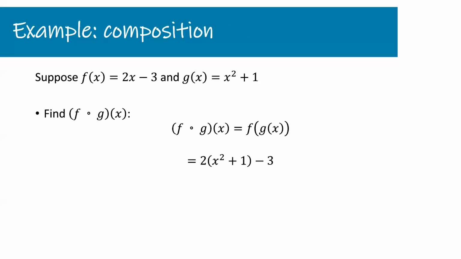So that means that right here where this x is, we're going to plug x squared plus 1. So we're going to get 2 times x squared plus 1 minus 3. If we simplify that out, distribute the 2, we get 2x squared plus 2 and then minus 3. Combine those two constants at the end, and we get our final answer of 2x squared minus 1.